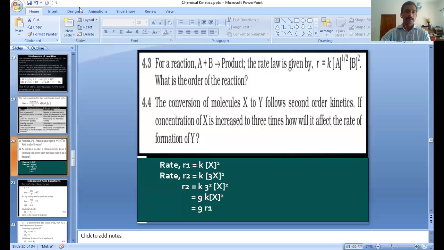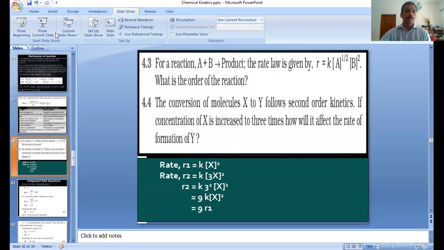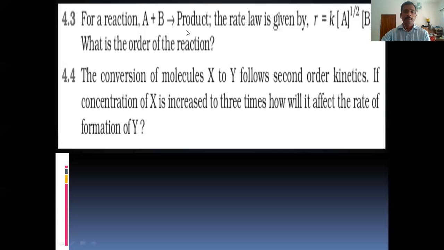Now we can see some problems based on rate expression or rate law. And surely that will be related to the order of the reaction. Rate law is related to order of the reaction. And you can see two problems here. The first one is for a reaction A plus B gives product.